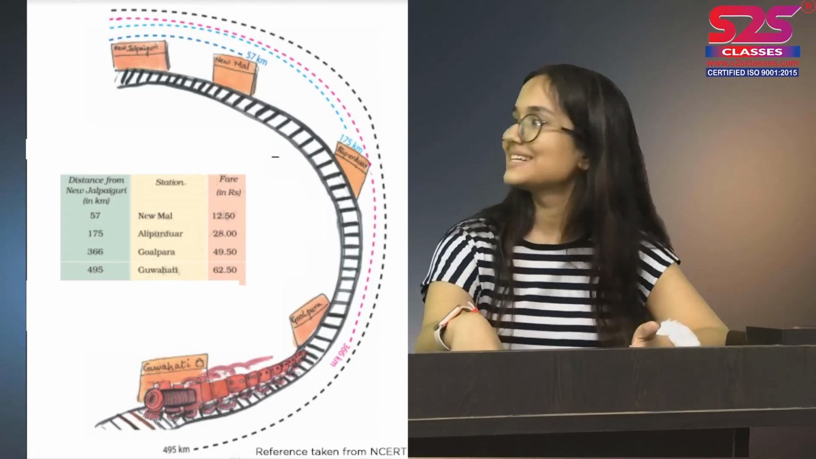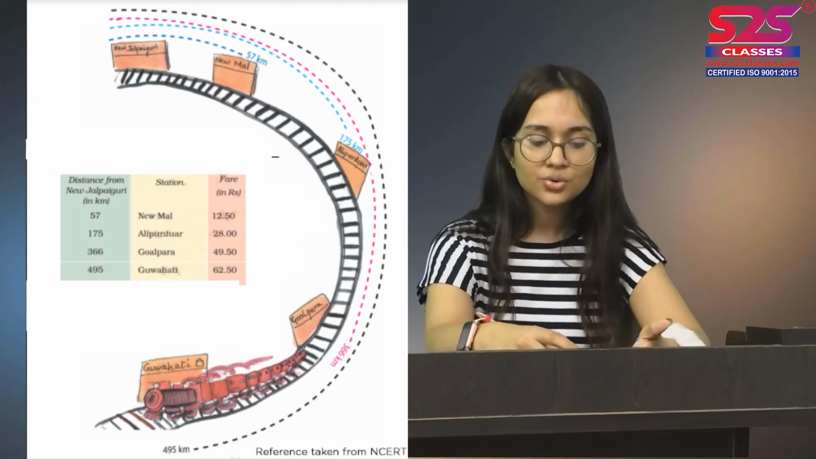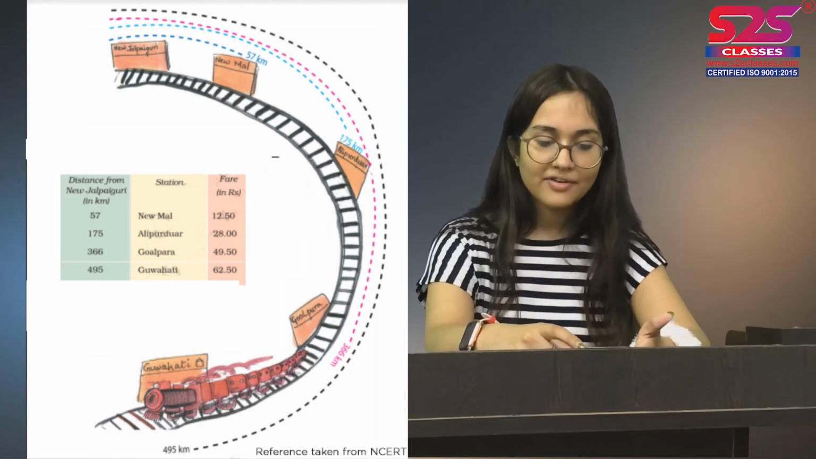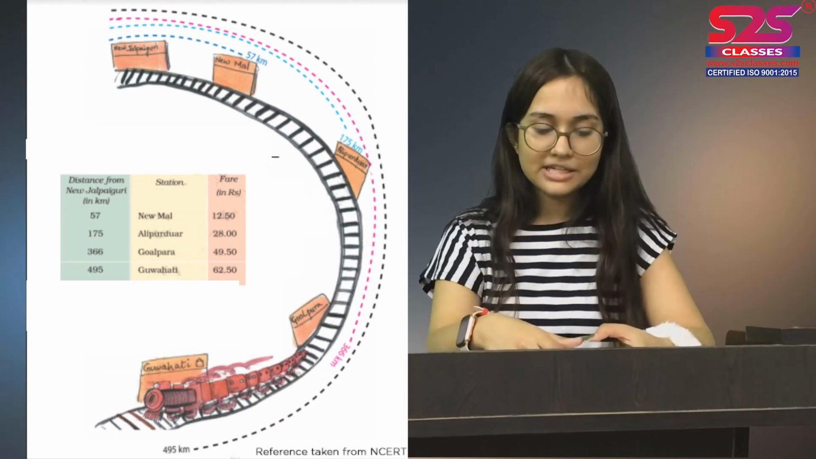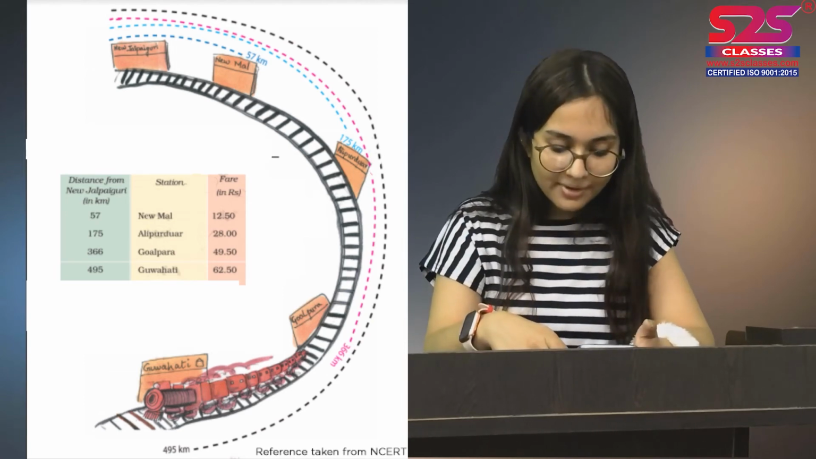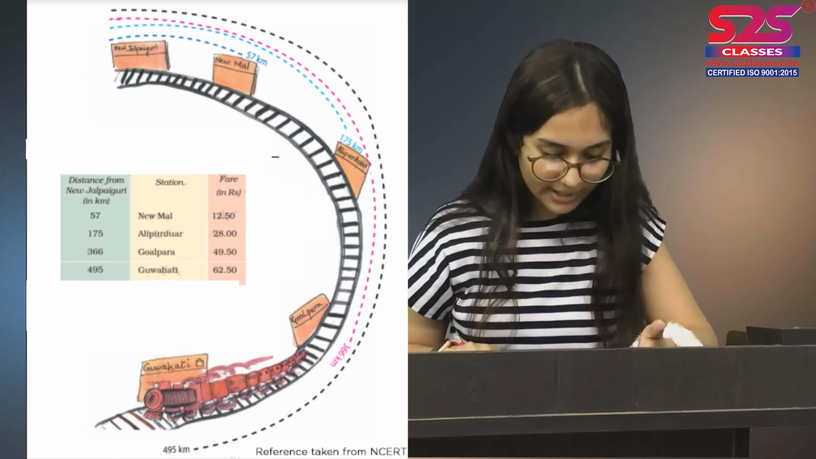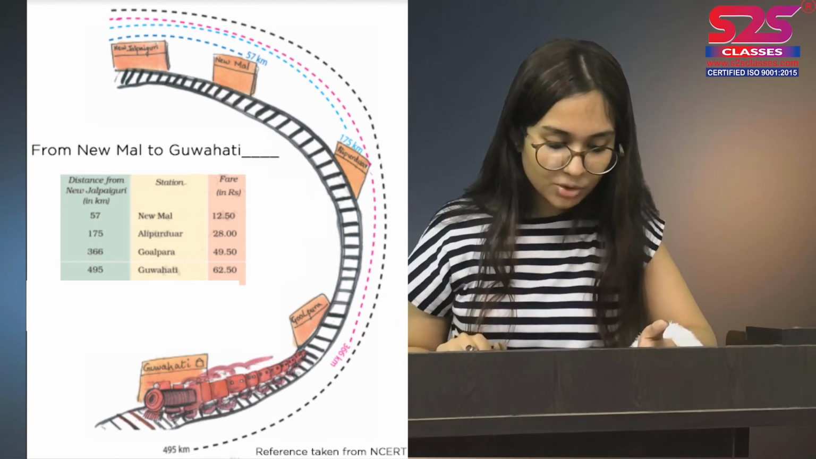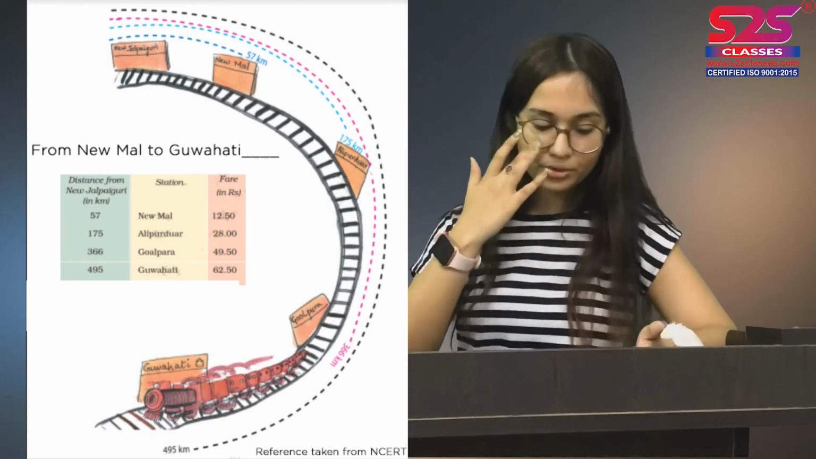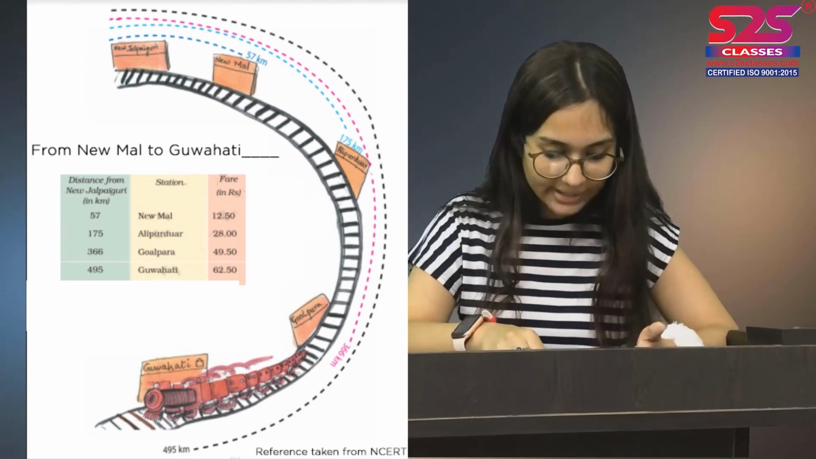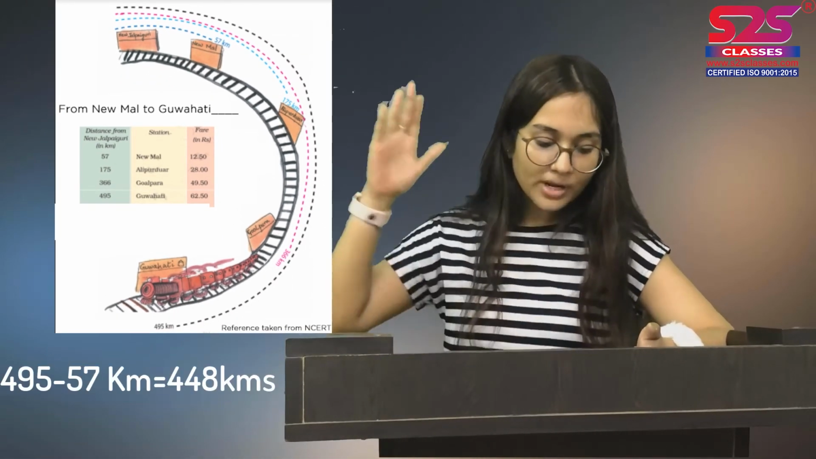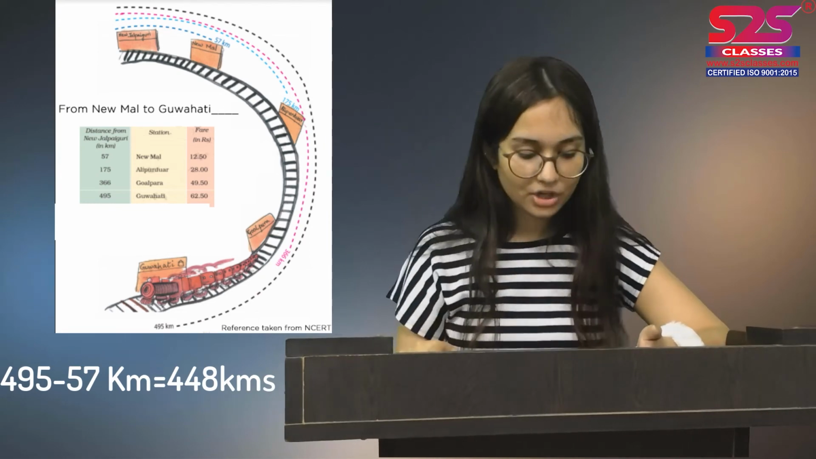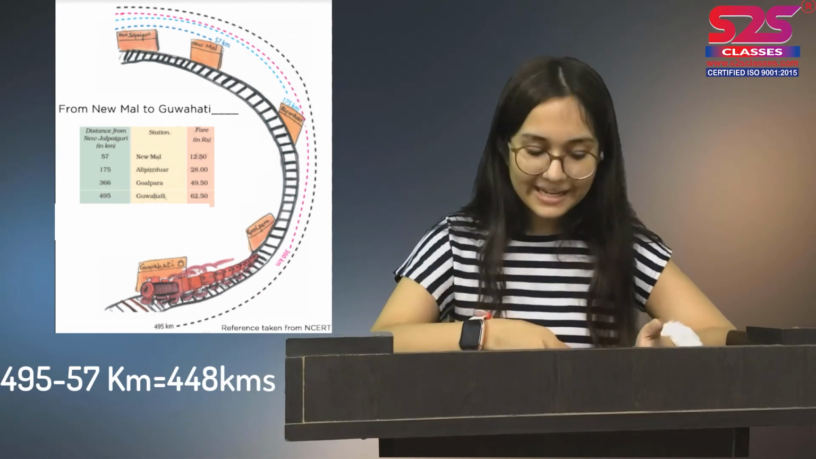Then again, there is a train journey given and some distances between different stations are given. You need to do the additions as well as the subtractions and find the costs of the tickets as well as the distances between the stations. Suppose I do one for you. So the table, first question is from Newmal to Guwahati, what is the distance? So from Newmal to Guwahati, we need to calculate the distance. For this, what we will do is 495 kilometers minus 47 kilometers, which will be 438 kilometers.